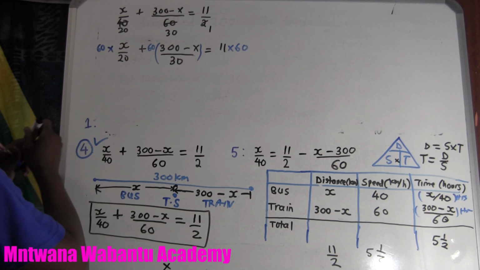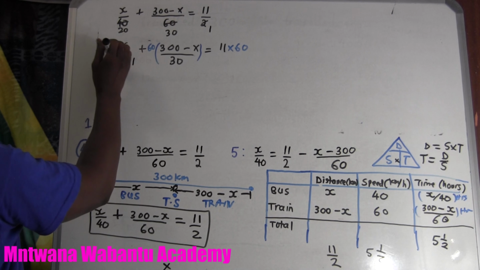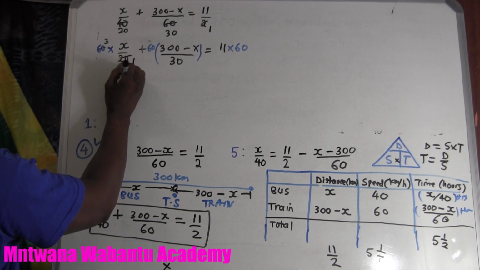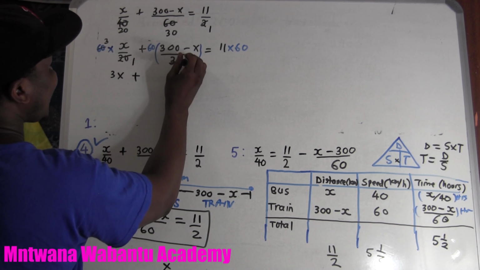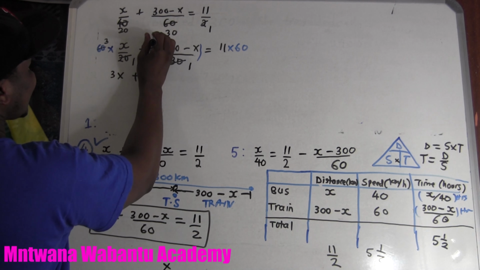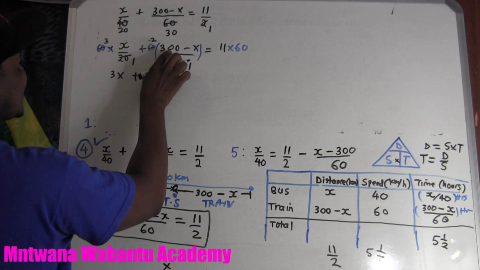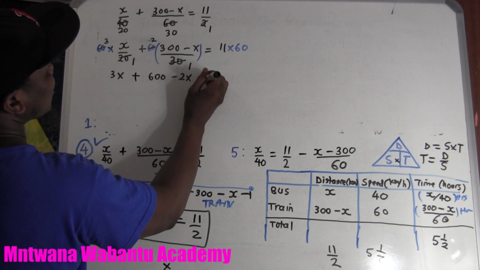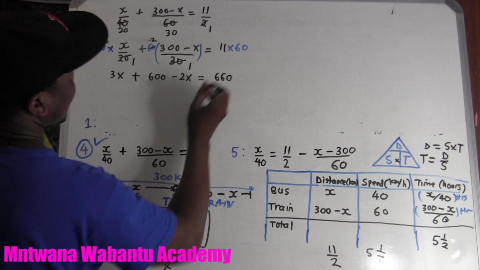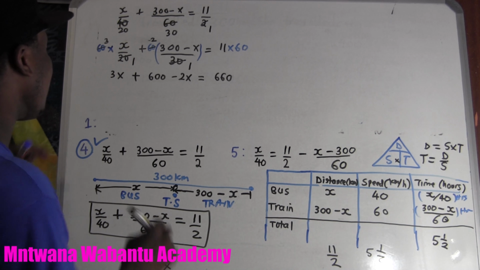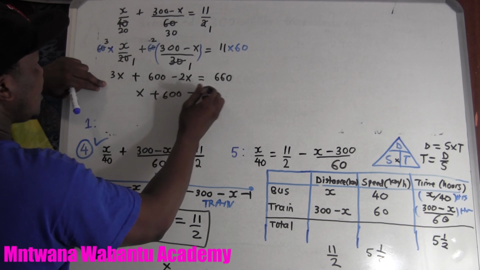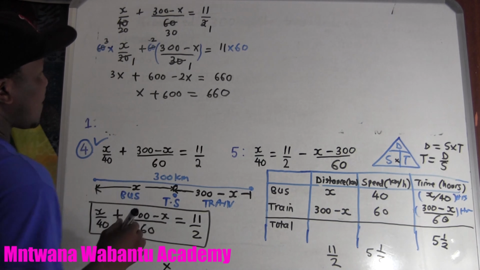So now we go: 20 by itself is 1. How many 20s in 60? 3. So 3 times x is just 3x. Plus, now we come here, 30 by itself is 1. How many 30s in 60? 2. So it's going to be 2 times 300 equal to 600. 2 times negative x is minus 2x, equal to 11 times 60. Okay. Now, 3x minus 2x equal to x, plus 600 equal to 660.